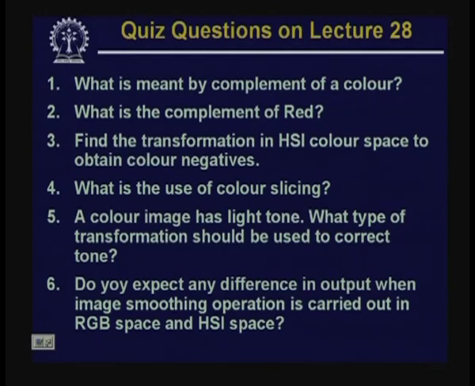Fourth question, what is the use of color slicing? Fifth question, a color image has a light tone, what type of transformation should be used to correct the tone? Sixth question, do you expect any difference in output when the image smoothing operation is carried out in RGB space and HSI space? Thank you.